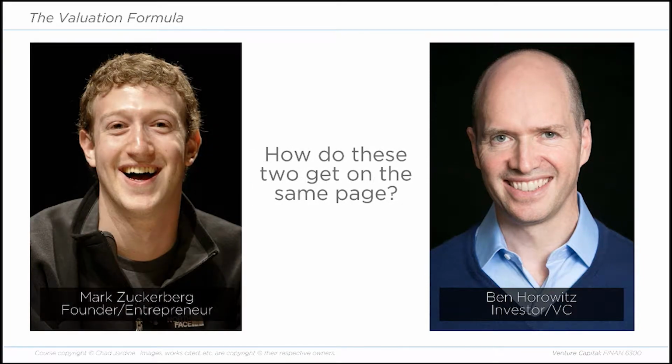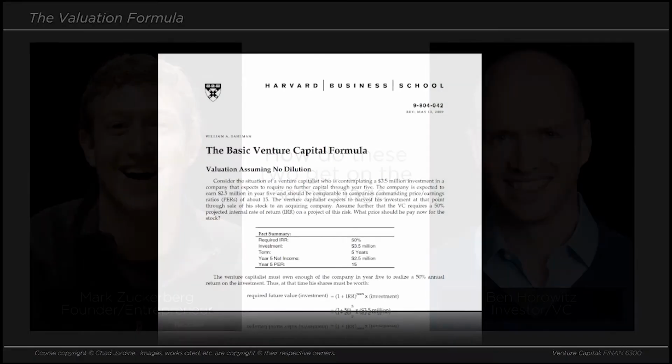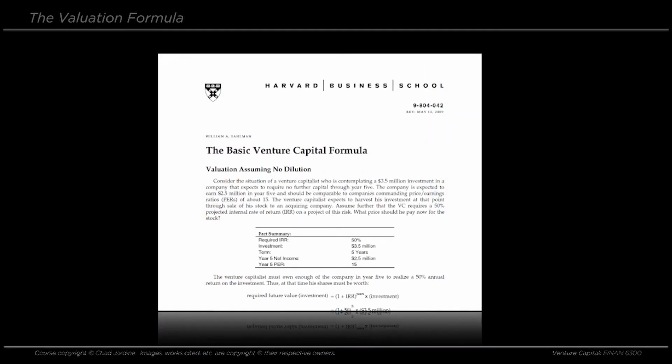What we really need to figure out is, how do we get these two on the same page? Well, one way to do that is to use the valuation formula outlined in this article from the Harvard Business Review. The full article is posted on Canvas if you want to read it. This formula aims to create parity between founders and entrepreneurs in assessing a company's valuation. So let's break it down.